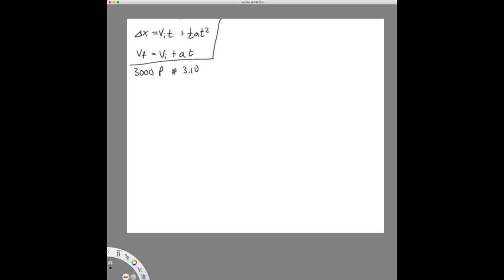Second sentence says it starts from rest and attains a speed of 2.7 meters per second in 3 seconds. I'd like you all to try to translate. There's 3 math sentences in that English sentence. I'd like you just on your own, on your paper, go ahead and try to translate those 3 math sentences, and I'll write them down in a minute.